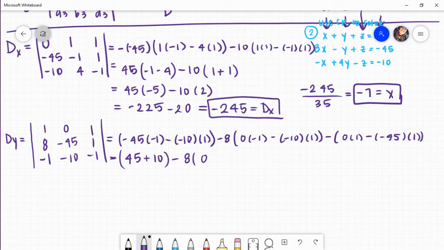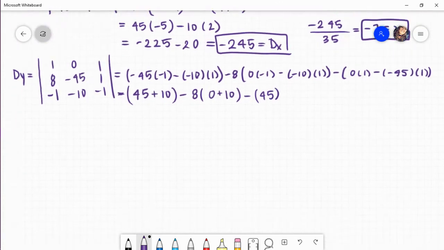0 times 1 is just 0. Doesn't matter about the signs because 0 is 0. 10 times 1 is 10. Signs are different, so it's negative. Times another negative makes it a positive. Then we have a negative. 0 times 1 is 0. 45 times 1 is 45. Signs are different, so it's negative. And then multiplied by another negative, you just get a positive 45.